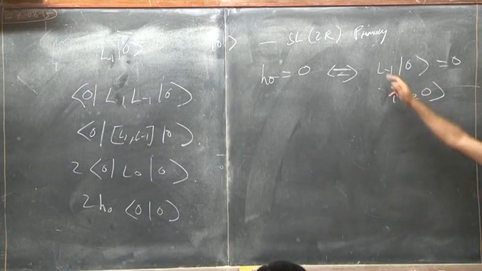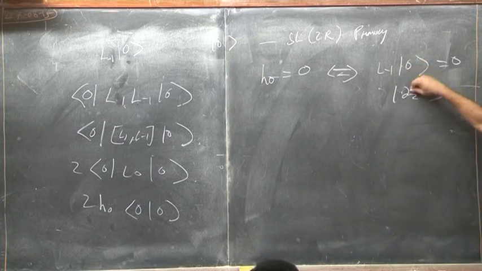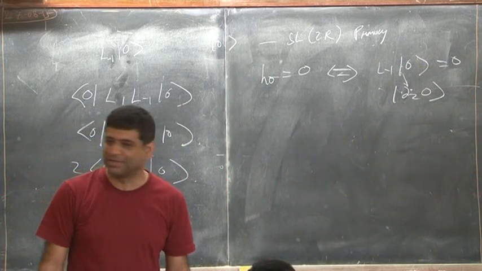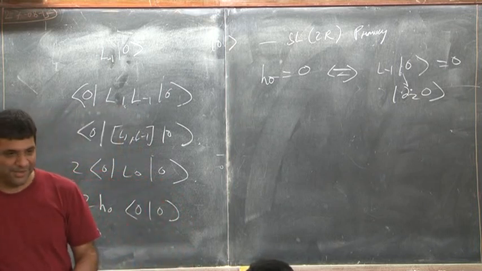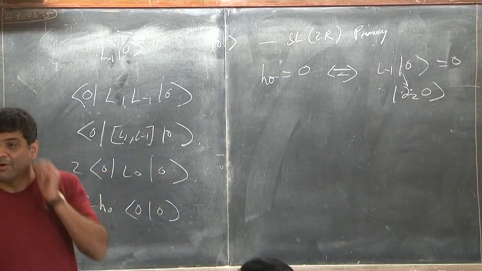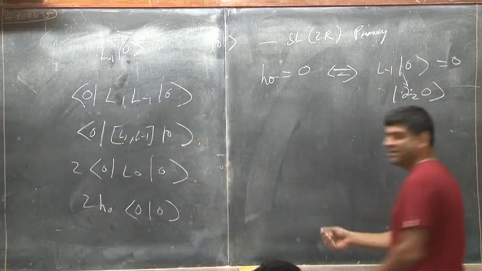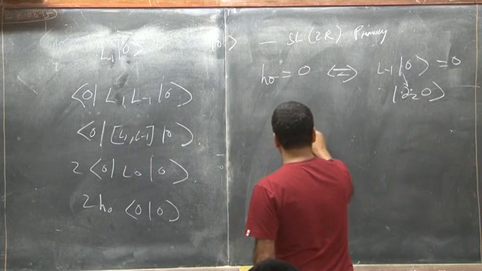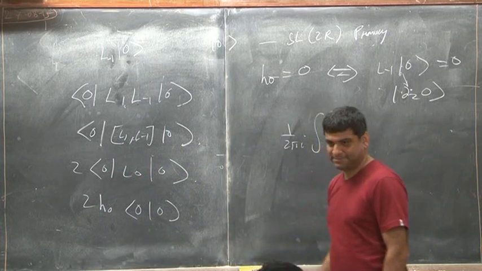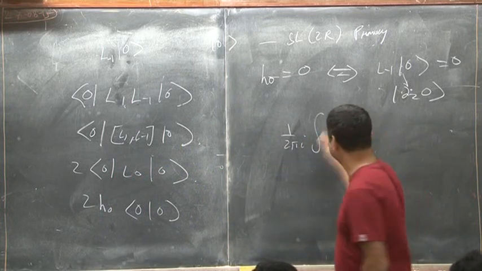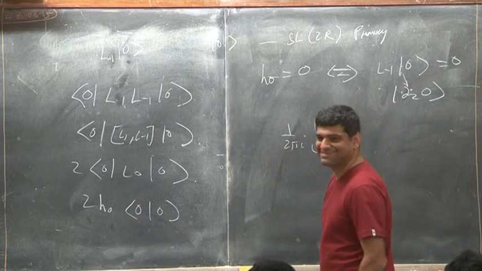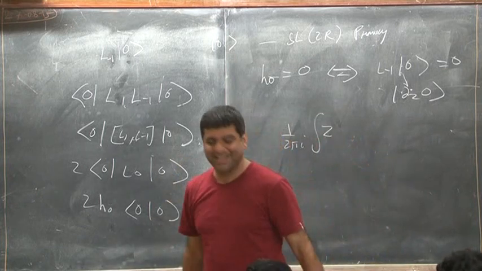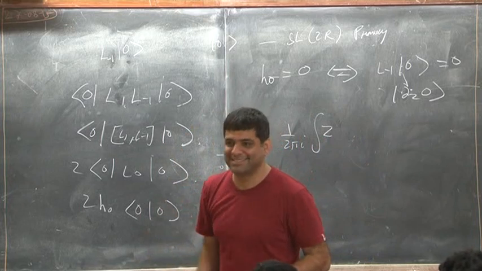Could somebody prove this for me? Going from here to here, can you prove this? I'll do it on the board, I won't ask you to come and do it. Or if somebody wants to do it on the board, that's fine. You can write down the explicit form of L-1. Help me write it. L-1 is 1 over 2 pi i, the contour integral of z times T. Z times what power? m plus 1. m plus 1 is 1. So minus 1 plus 1 is 0.